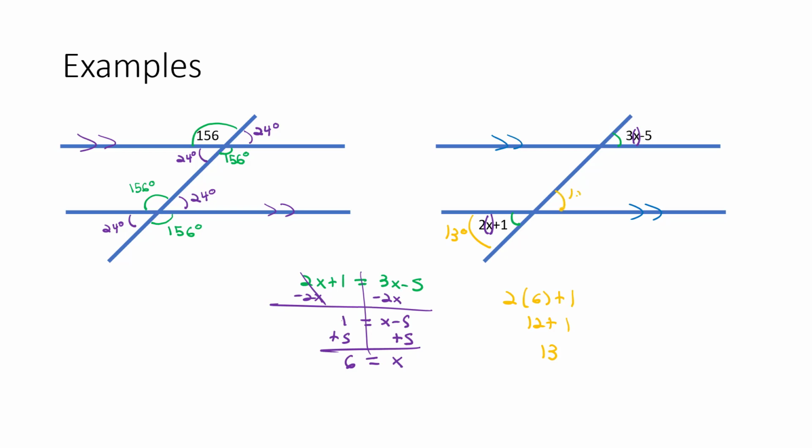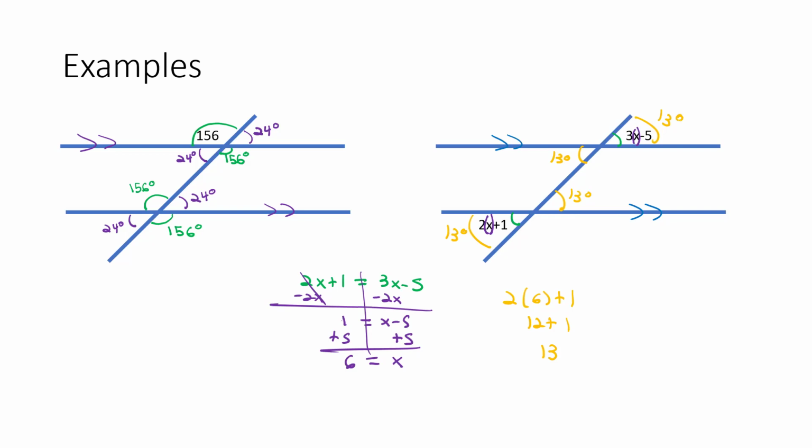All the acute angles then must be 13 degrees all the way up, because we have parallel lines cut by this transversal line. If we had plugged 6 into the top expression, 3x minus 5, 3 times 6 is 18, minus 5 is 13, we would have gotten the same result.